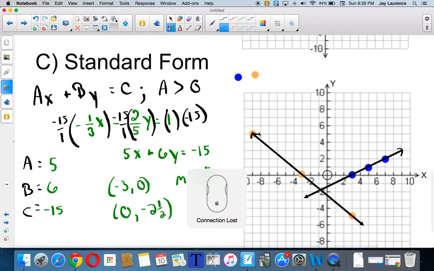This was the end of part 1, and part 2 will cover the last few sections of chapter 5, parallel, perpendicular, graphing absolute value equations, and maybe some things with functions like f of x and g of x, that kind of thing.